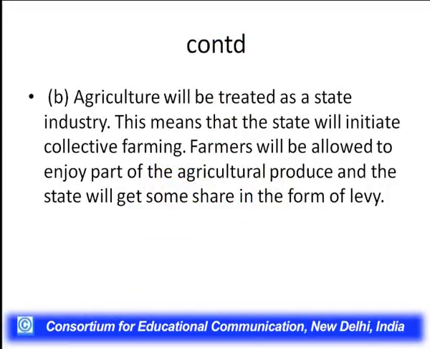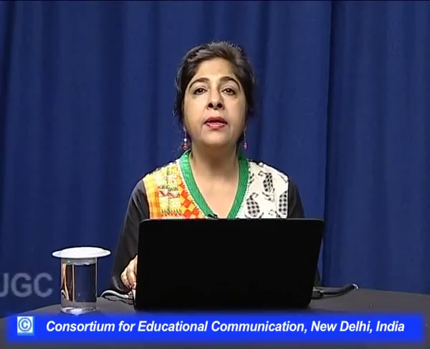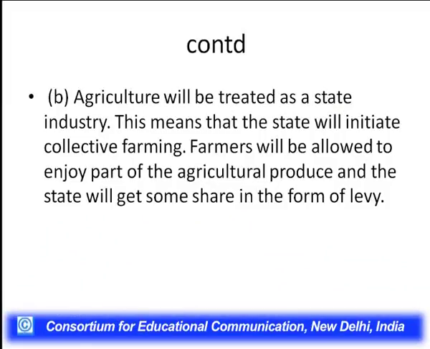Then as far as agriculture is concerned, for this sector also Ambedkar visualized that it should be treated as a state enterprise and not as a private initiative, which means that the state will initiate collective farming. It should incorporate principles of community farming, collective farming, because through this one could again ensure an equitable distribution of the resources and of the profit that was being made, and so not many would be left behind in the race of development. So farmers should be allowed to enjoy part of the agricultural produce, and the state should get some share in the form of levy.